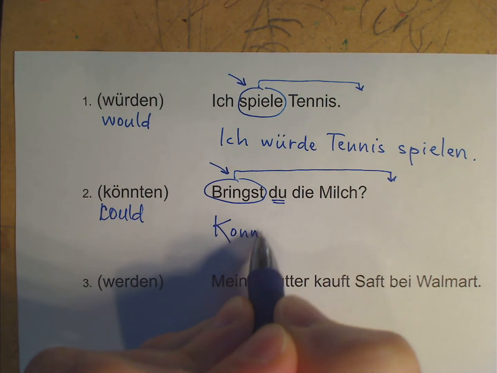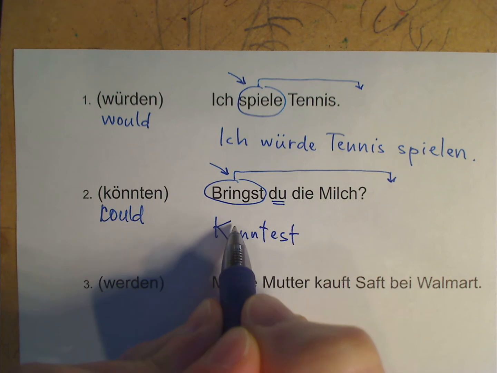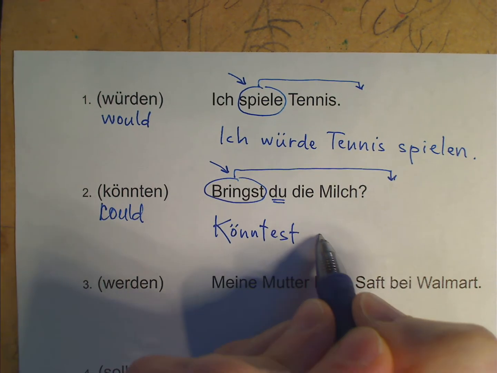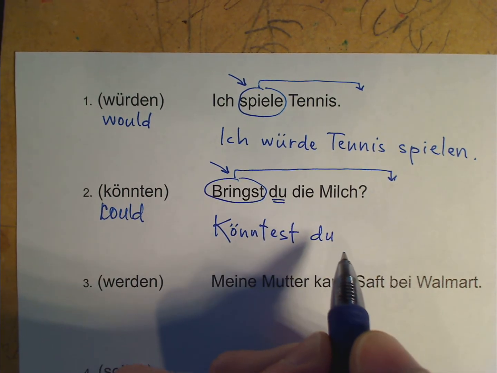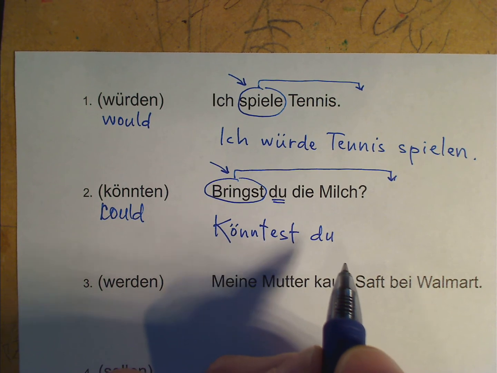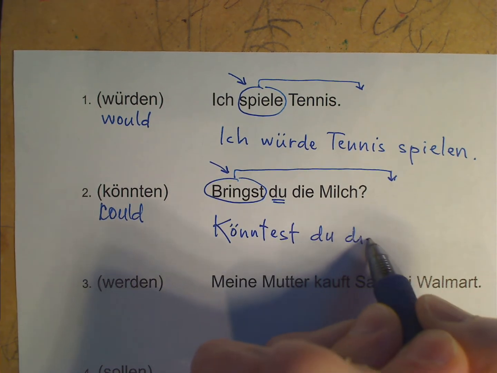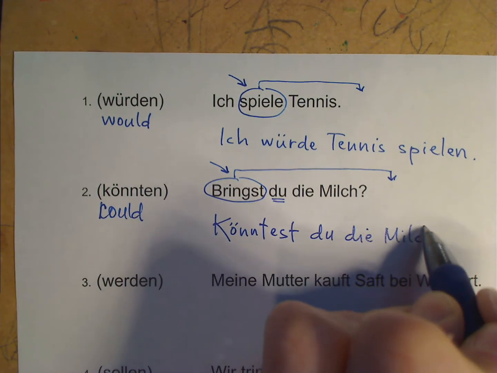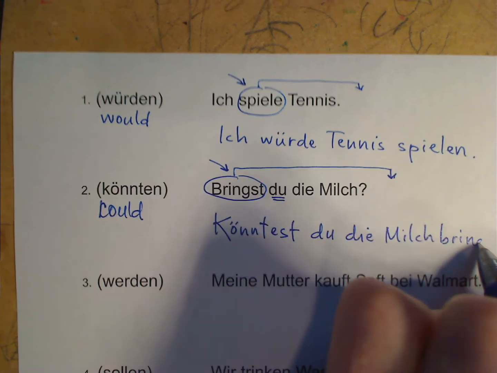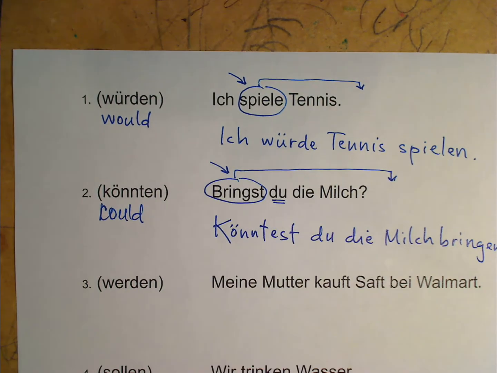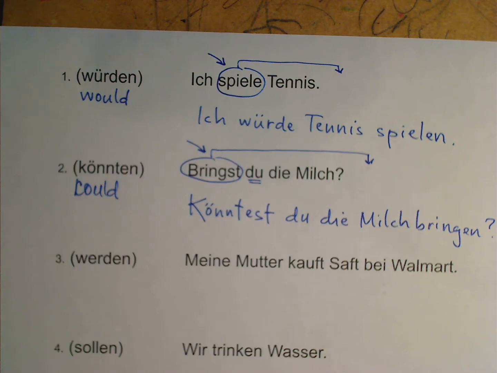Now, if you don't remember how to conjugate that verb, that's okay. Use the notes that I gave you. Refer to those notes. Könntest du die Milch bringen? Could you bring the milk? Könntest du die Milch bringen?